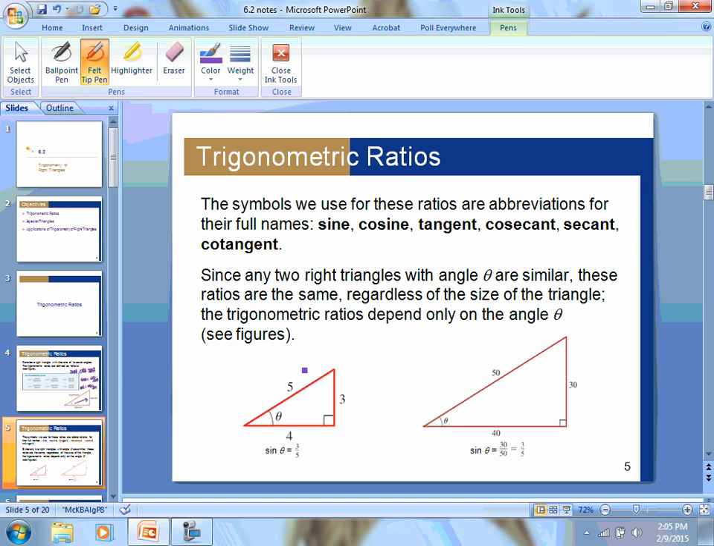And these trig ratios can be used for any triangle, regardless of their size. So you could make the triangle a 30, 40, 50. That's still going to be a Pythagorean triple. It's just 10 times bigger than the other one.